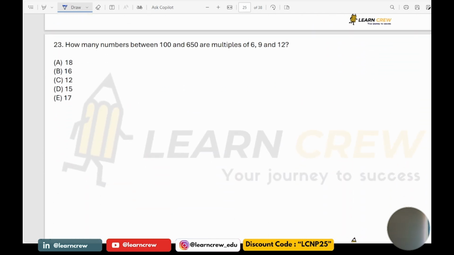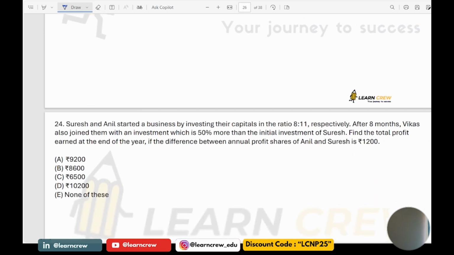How many numbers between 100 and 650 are multiples of 6, 9 and 12? So 6, 9 and 12 means LCM of 36. The first number is 108. N minus 1 into common difference 36. The last number is 648. L is equal to A plus N minus 1 into D, because all will be in the arithmetic progression. So how many numbers you are going to get here? The answer would be 16. 16 is the answer. The 24th question.